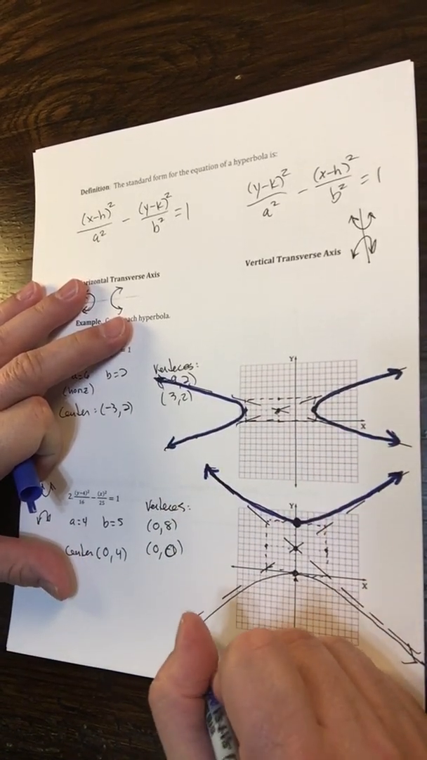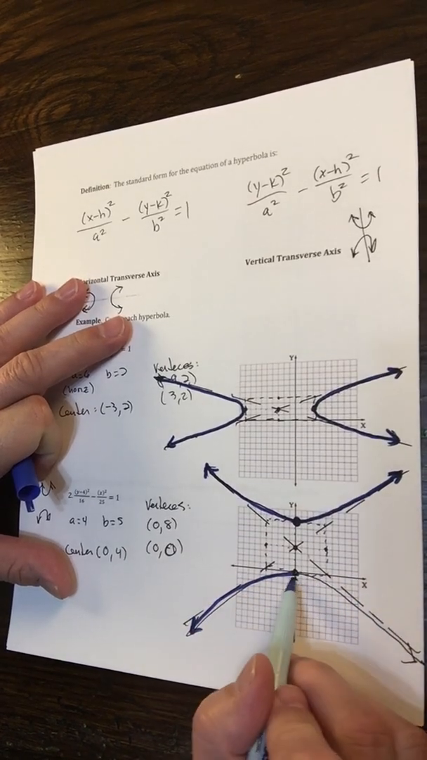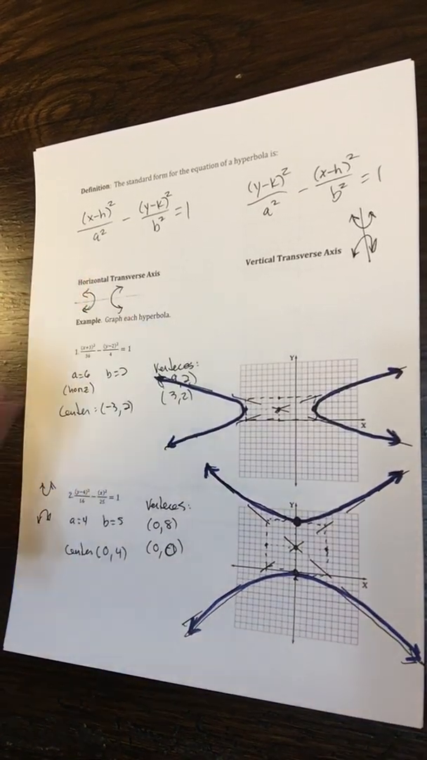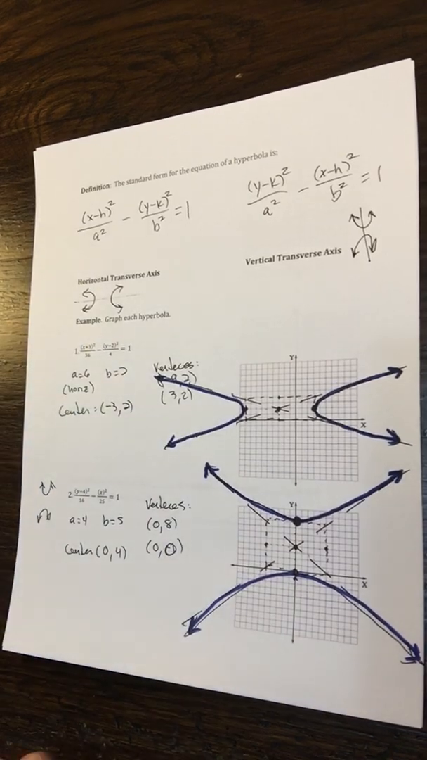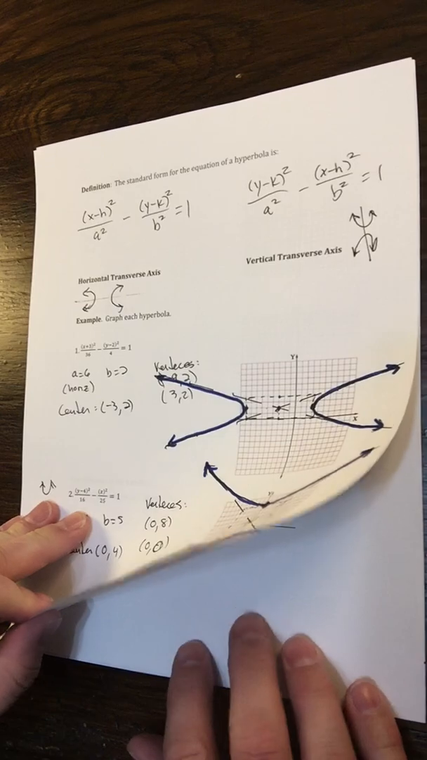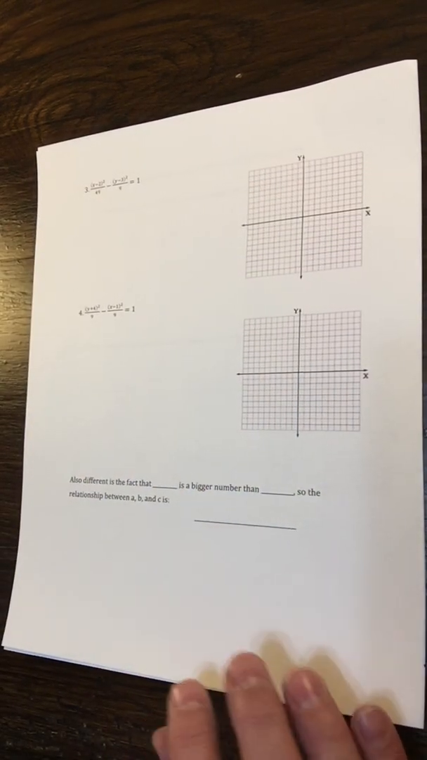This is definitely a wider hyperbola than the first one, and the reason for that is the B is bigger than the A. That makes for a wider hyperbola. How about that? All right, look at that. You just graphed 2 hyperbolas. You didn't even know what one was yesterday, for crying out loud. I'm so proud of you.